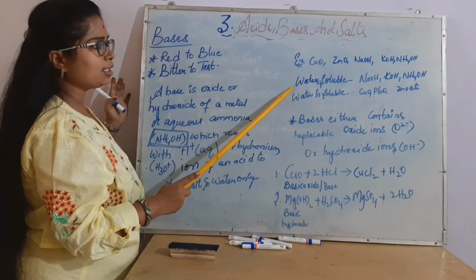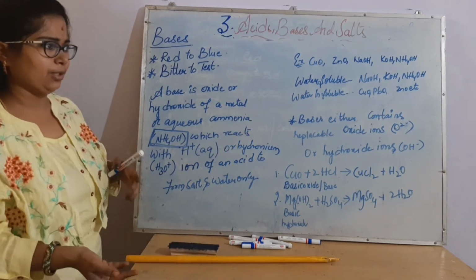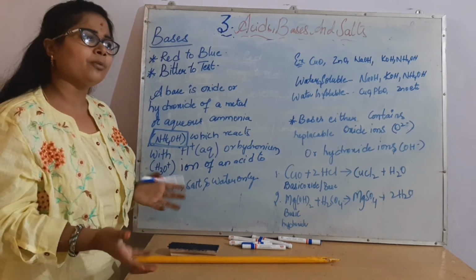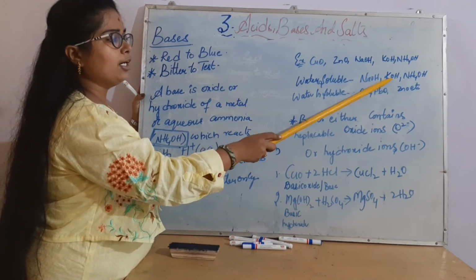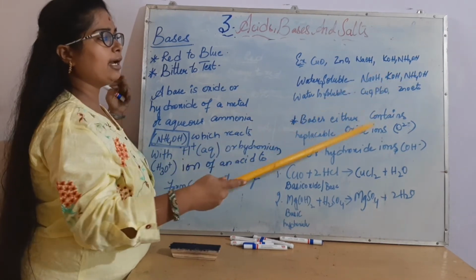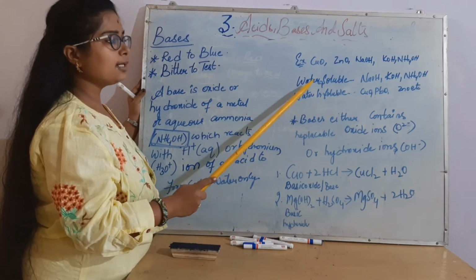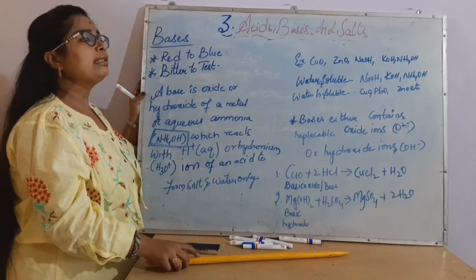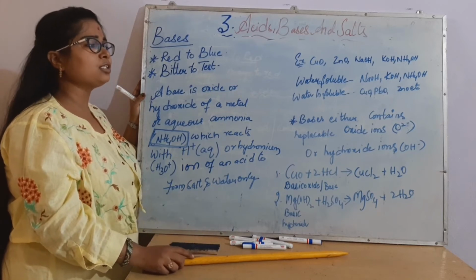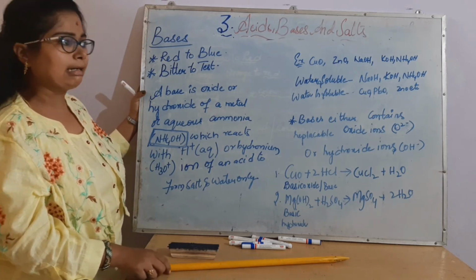Bases, some are water soluble, but some are water insoluble. Water soluble, they mix with the water. Water insoluble, they don't mix with the water. For example, water soluble are NaOH, KOH, NH4OH. They are going to mix with the water. The bases which are soluble in water are called alkalis, isn't it?